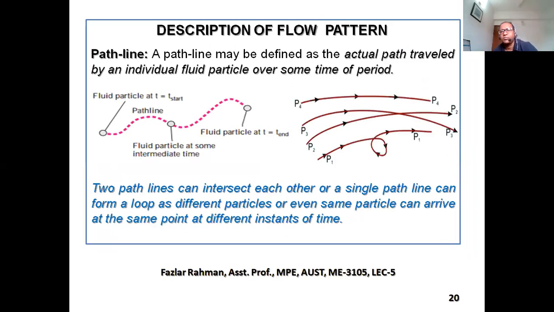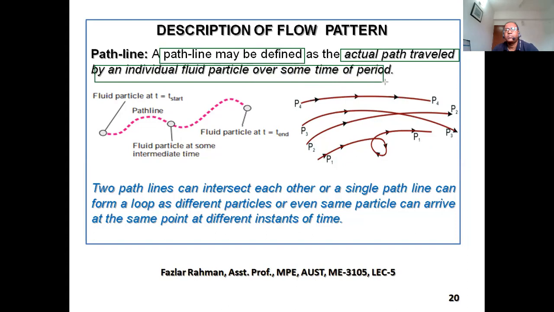Now, this one will start from here. It's called a path line. What is a path line? Path line means the path followed by a fluid element or fluid particle, or the actual path traveled by an individual fluid particle over a certain time. So it's saying a path line may be defined as the actual path traveled by an individual fluid particle over some period of time.